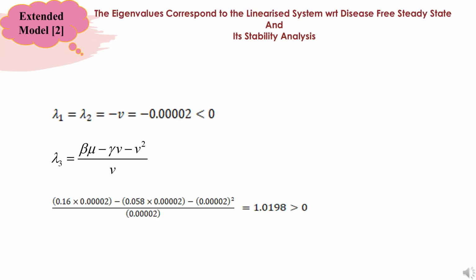Then in this slide, we calculate the eigenvalues using the eigenvalue equations. We obtain eigenvalue 1 equal to eigenvalue 2, which is negative 0.00002, and for eigenvalue 3 we got 1.0198. Since they are of opposite signs, we can conclude that the disease-free steady state for this extended model 2 is not stable, which means we will not observe the disease-free steady state in real situations.